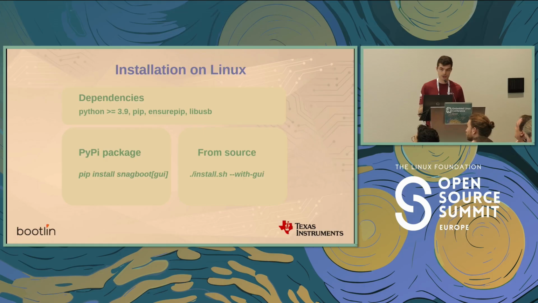You can also install it from source. This also indirectly uses pip, but it uses the local sources. And there's an install script for this. Just once again, make sure to pass the with-GUI argument so that you actually get Snag Factory.